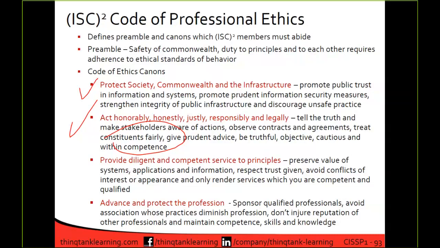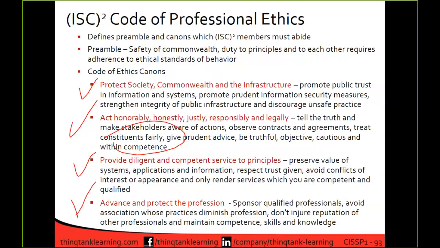Provide diligent and competent service to principals. Preserve value of systems, applications, and information. Respect trust given. Avoid conflicts of interest or appearance, and only render service which you are competent and qualified to do. And then finally, advance and protect the profession. Sponsor qualified individuals. Remember I said that when you guys go get your certification, you have to be sponsored by another individual.